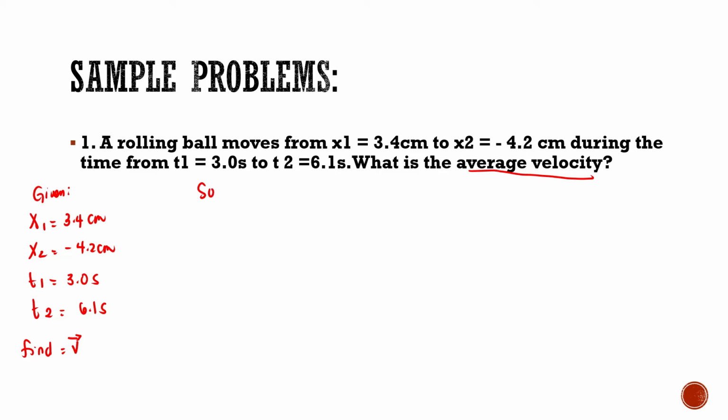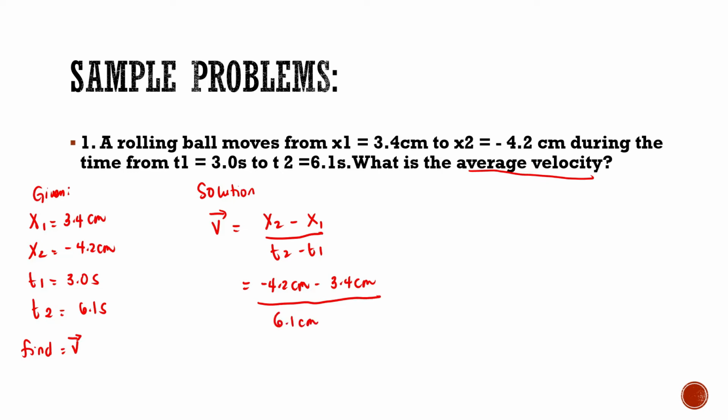So solution, we have average velocity is equal to x sub 2 minus x sub 1 over t sub 2 minus t sub 1. So substituting, we have negative 4.2 cm minus 3.4 cm over 6.1 minus 3.0 seconds. Okay, wait, it should be seconds here.